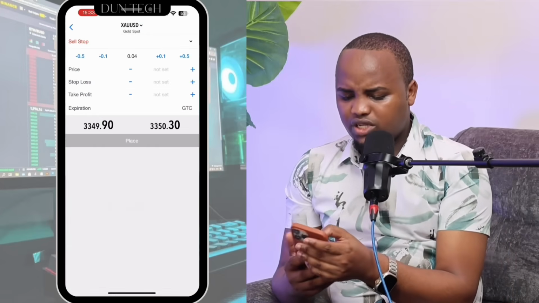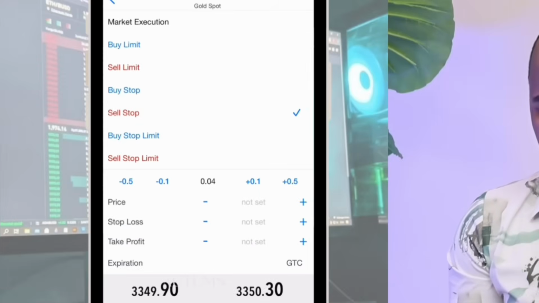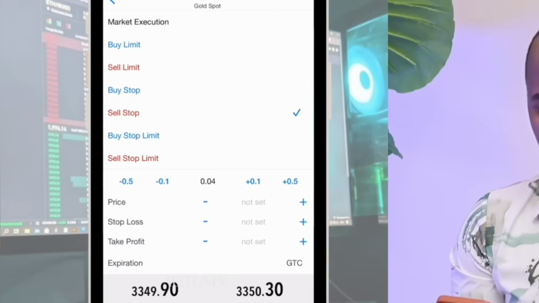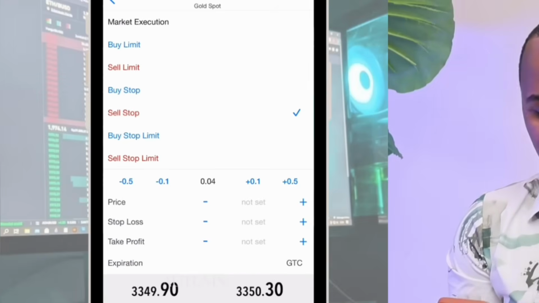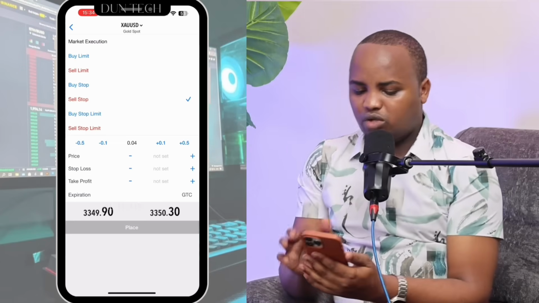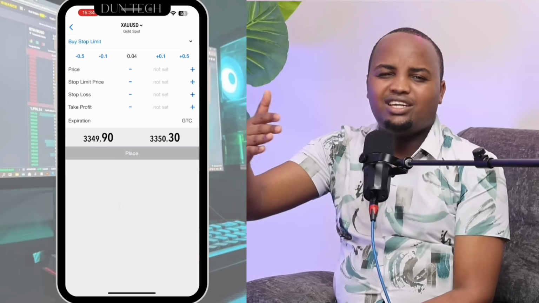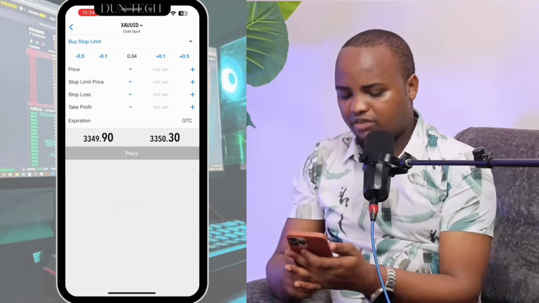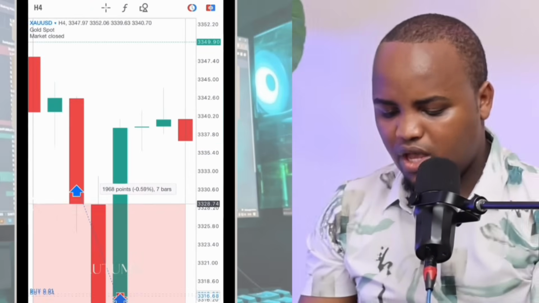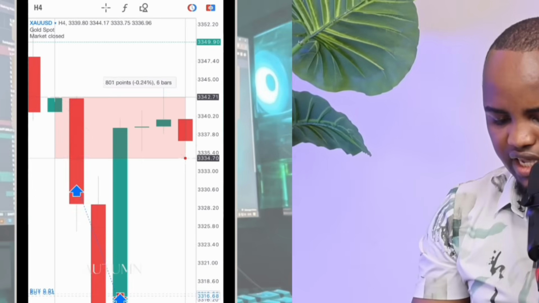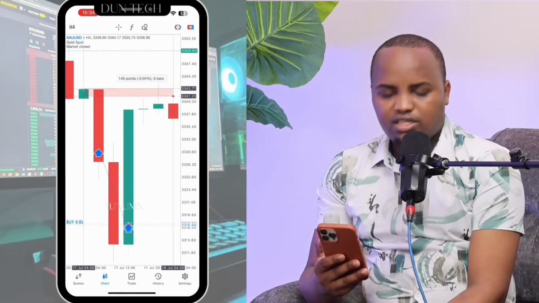Now we have the last one, the buy stop limit orders. This is the same, but it involves two perspectives, the buy limit and the buy stop, which is the buy stop limit. That means you are saying that you want to buy when the market touches a certain area. Let me give you an example. I want to repeat this again: the current price is 33.49.